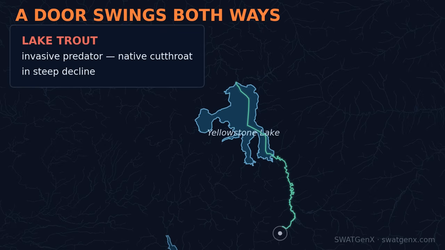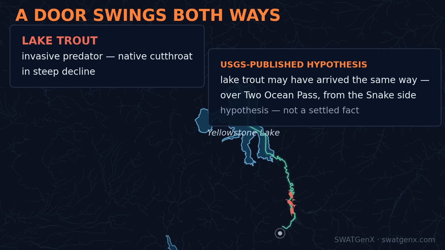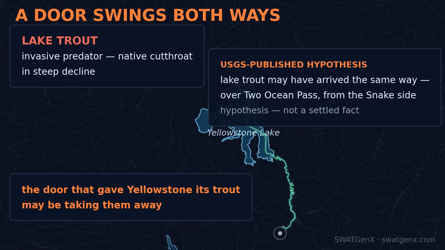Today, Yellowstone Lake holds lake trout, an invasive predator that has driven the native cutthroat into steep decline. They were long assumed to have been dumped there by people. Then researchers publishing with the United States Geological Survey raised an alternative, that lake trout may have arrived the same way the cutthroat did, over Two Ocean Pass, from the Snake River side. That idea is a hypothesis, not a settled fact. But if it holds, the door that gave Yellowstone its trout is the same door taking them away.